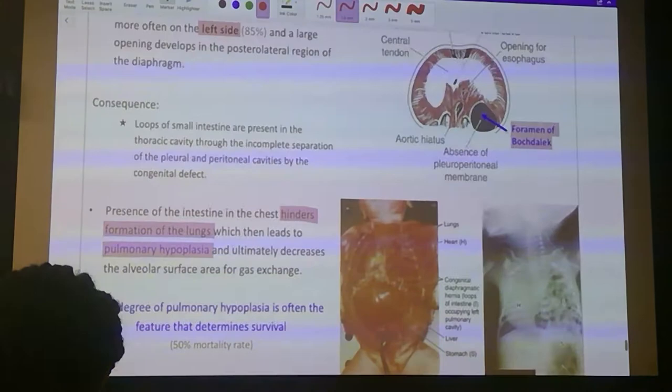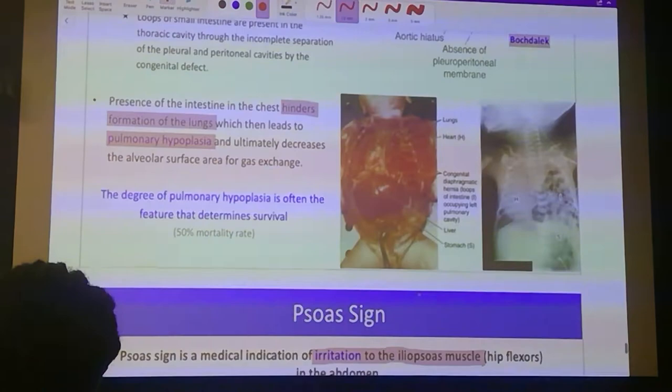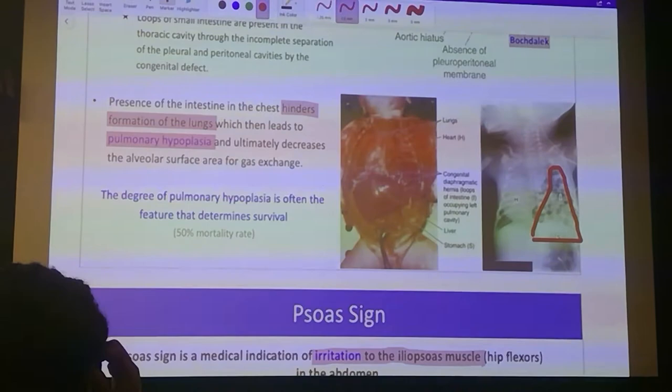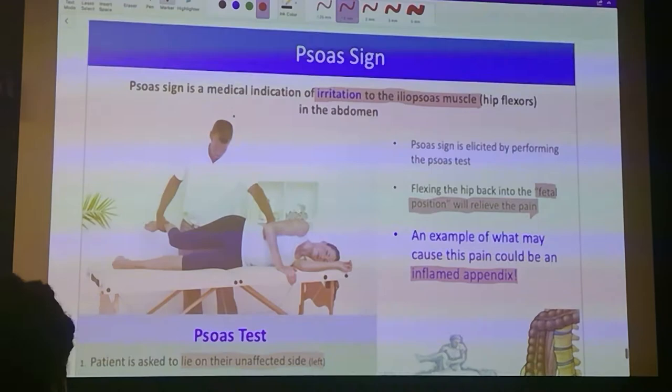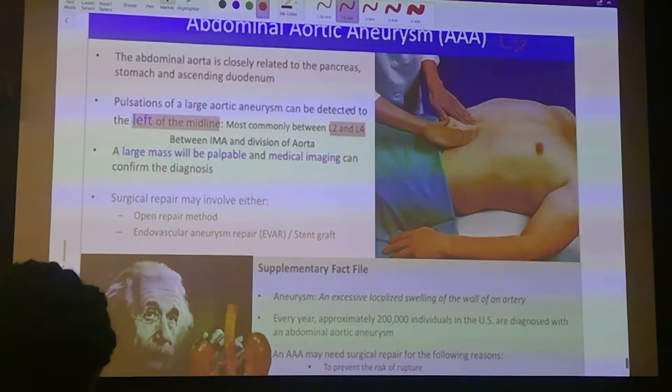Through your diaphragm, you will cause lung hypoplasia, a unilateral lung hypoplasia, causing your stomach contents to move into an area that's missing the lung. Just know that the psoas sign tests for appendicitis.